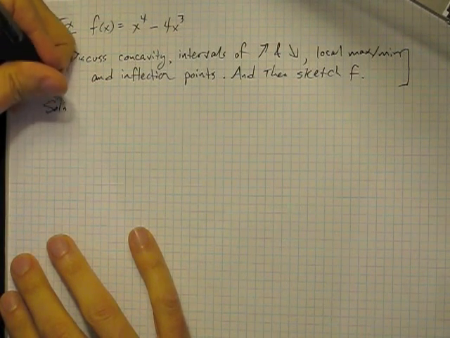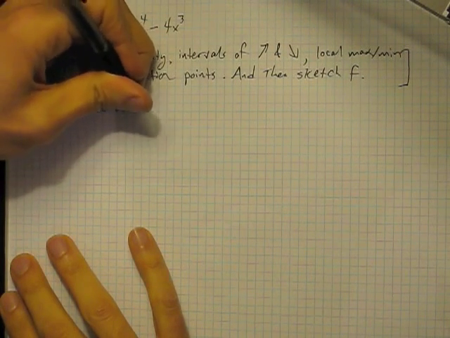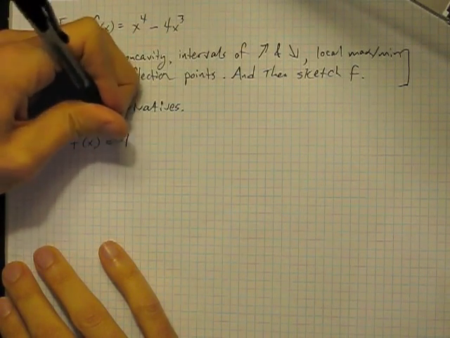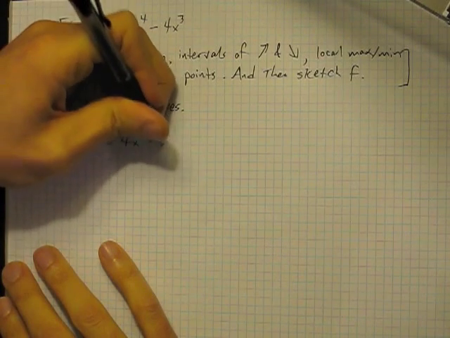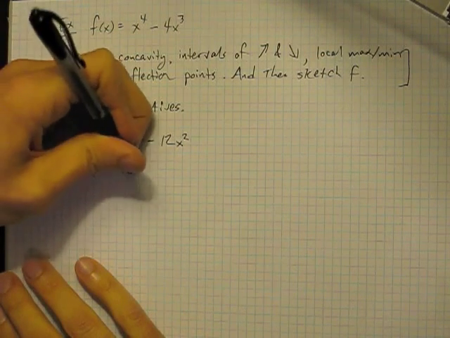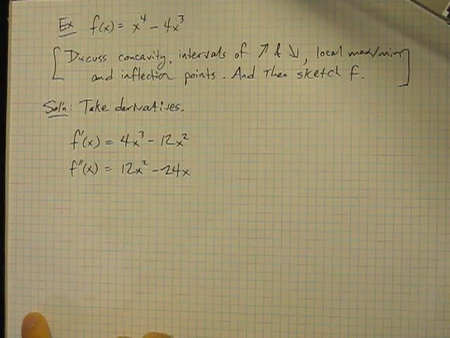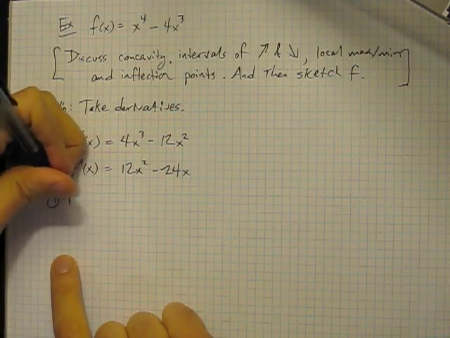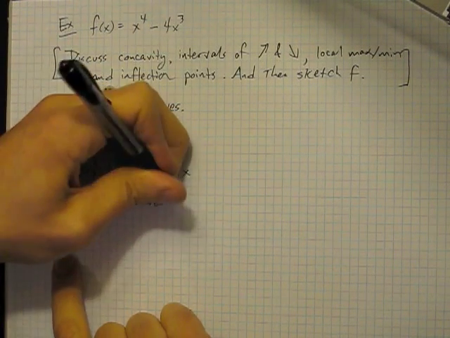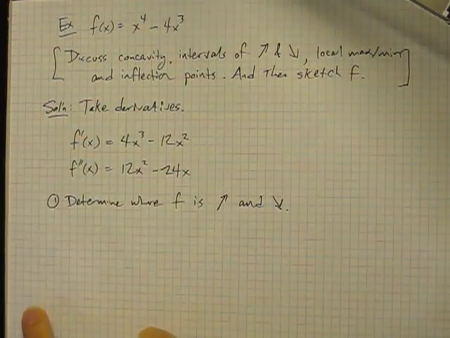So here's the solution of this. We're just going to start taking derivatives. For starters, the first derivative is 4x cubed minus 12x squared, and the second derivative is 12x squared minus 24x. So these are the two pieces of information we need. So let's first determine where f is increasing and decreasing.